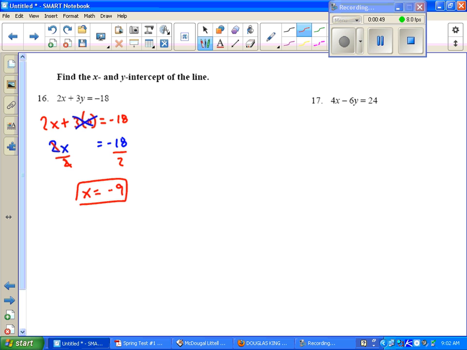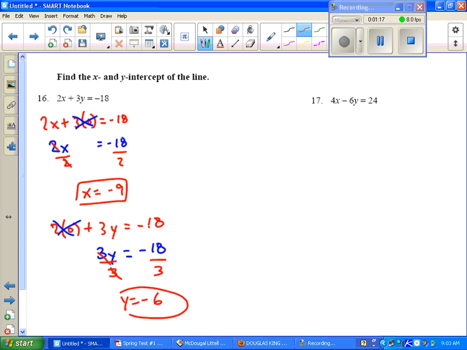In order to find your y-intercept, you plug in 0 in place of the x. So you have 2 times 0 this time, plus 3 times y equals negative 18. Remember, you plug in 0 of the opposite one. 2 times 0 cancels it out and leaves you with 3y equals negative 18. To get y by itself, divide by 3 on both sides, and it'll cancel that out. Y-intercept will be negative 6. So your x-intercept is negative 9, and your y-intercept is negative 6.